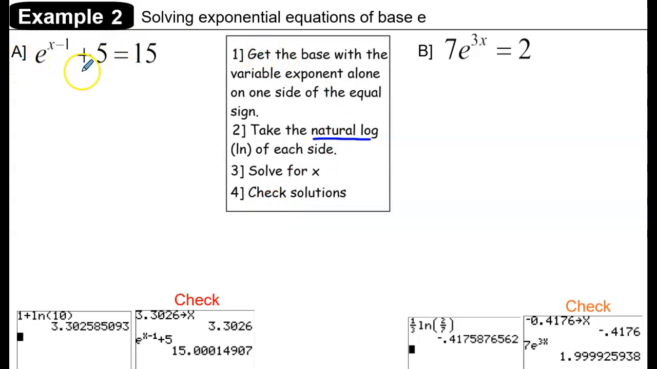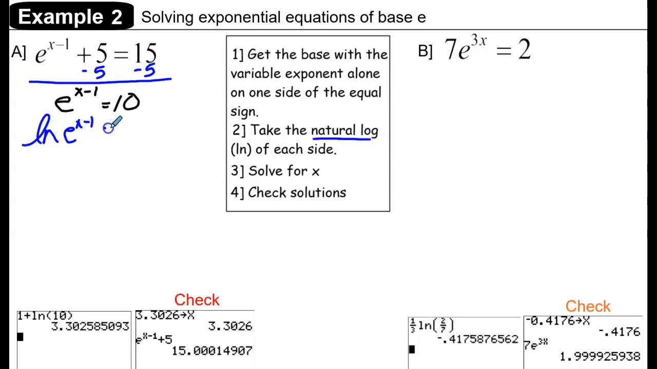So in example A, we're going to start by subtracting that constant to the other side, and we'll have e raised to the x minus 1 power equal to 15 minus 5, which is 10. And then step 2 is to take the natural log of both sides. So natural log of e to the x minus 1 is equal to the natural log of 10.